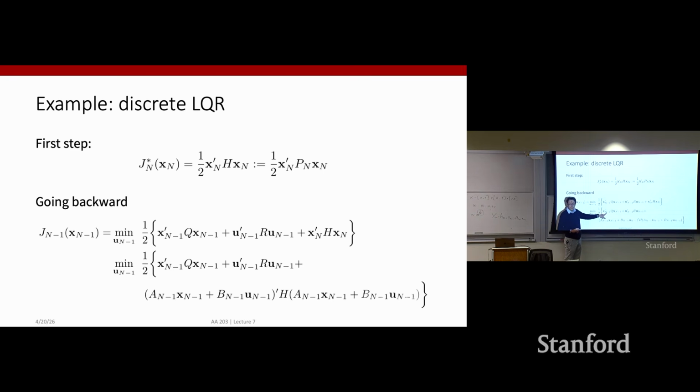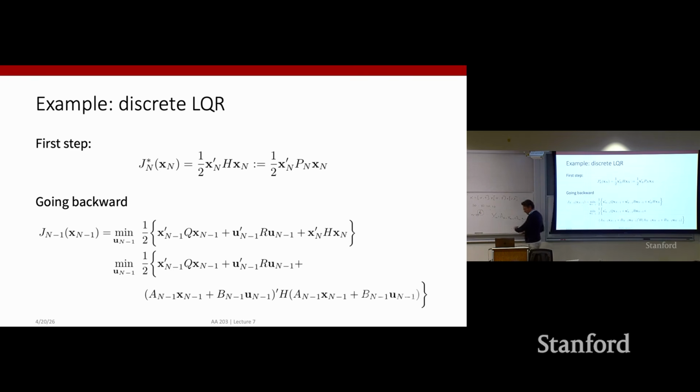X n-1 is fixed because for each dynamic programming recursion, you are doing it for the specific value of x n-1. Q, R, A, B, and H are all problem data given to you. The only quantity that is a variable here is u n-1. But this is a problem that is very simple to solve. It's just a quadratic in u n-1. We have a quadratic term coming from here. And here, so what is this quantity?